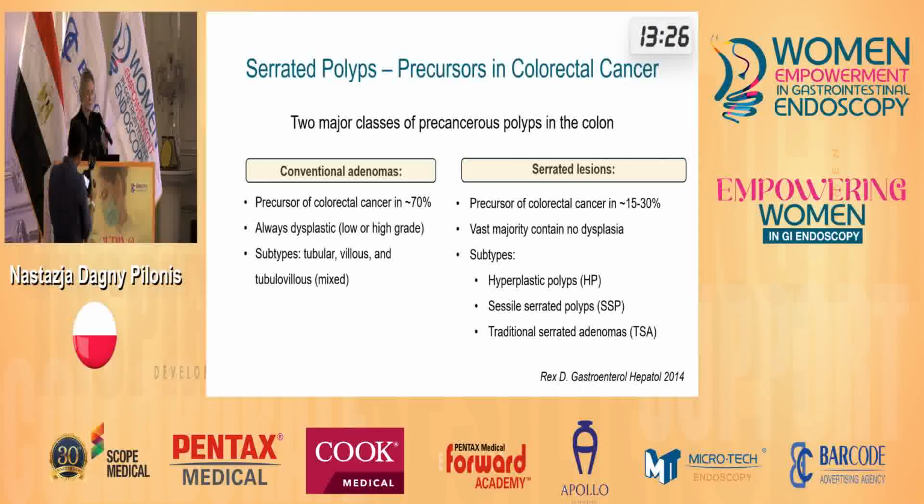So serrated polyps are just a different, second subclass of the polyps in the colon. And they are precursors of colorectal cancer in up to 30%. It means that 30% of all colorectal cancer that we diagnose in our clinical practice actually grows not from adenoma, but from serrated lesions. The majority of them don't have dysplasia, but they are premalignant lesions. They are divided into hyperplastic polyps, sessile serrated polyps, and traditional serrated adenomas.